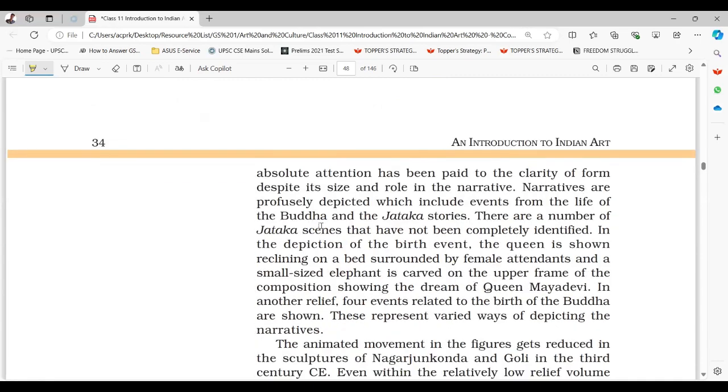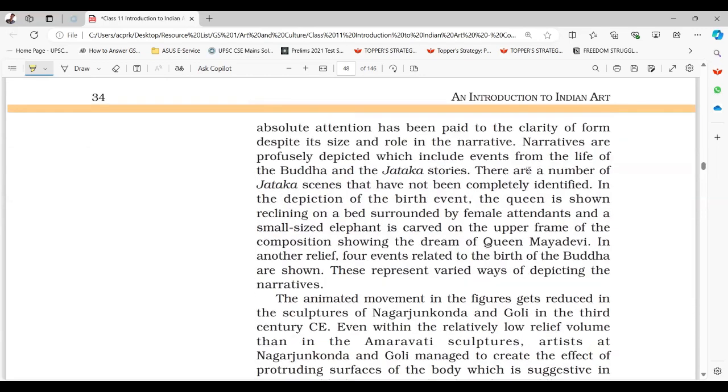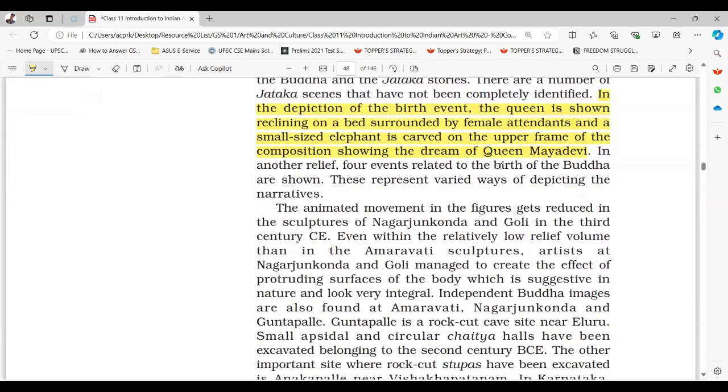Narratives are profusely depicted, which include events from the life of the Buddha and Jataka stories. There are a number of Jataka scenes that have not been completely identified. In the depiction of the birth event, the queen is shown reclining on a bed surrounded by female attendants, and a small-sized elephant is carved on the upper frame of the composition, showing the dream of Queen Maya Devi. In another relief, four events related to the birth of the Buddha are shown. These represent varied ways of depicting the narratives.